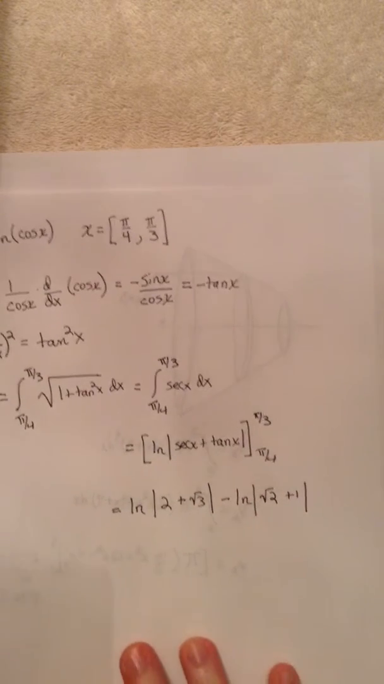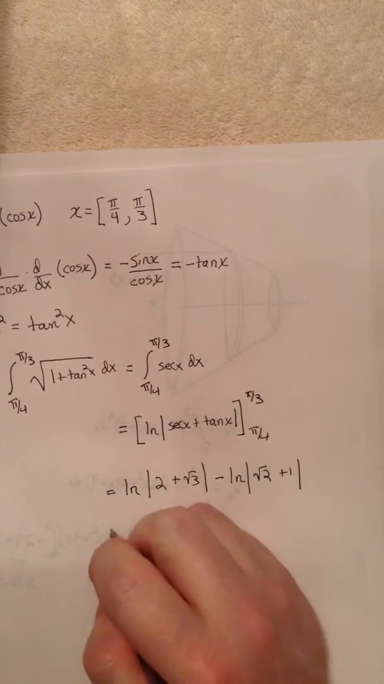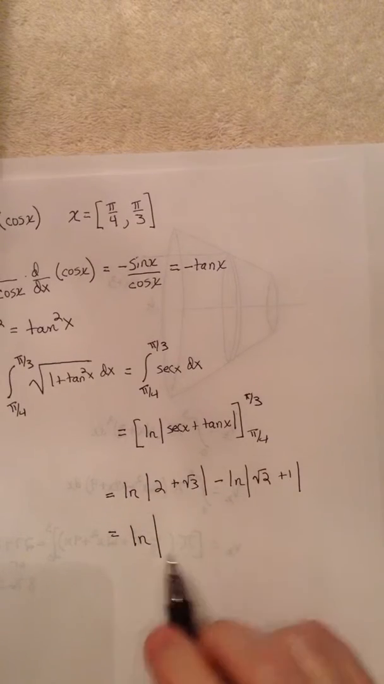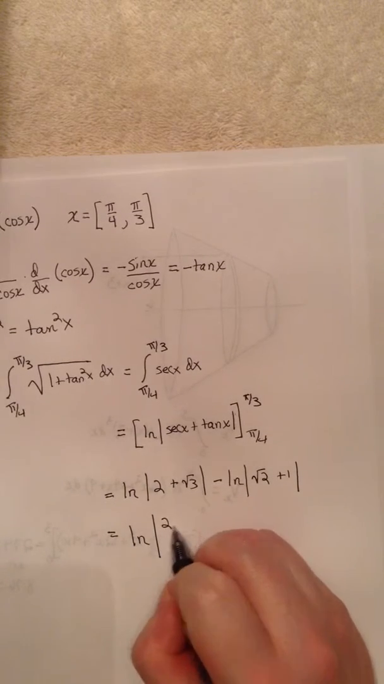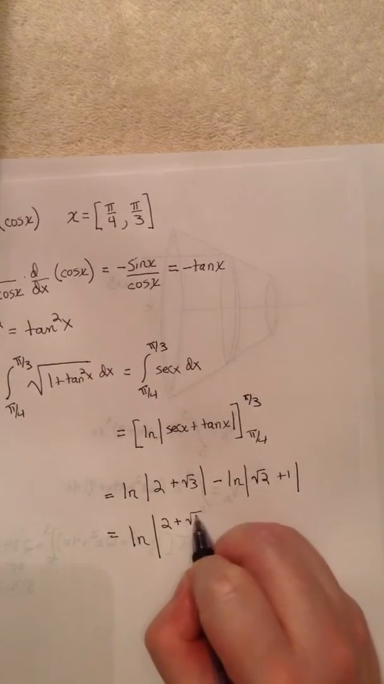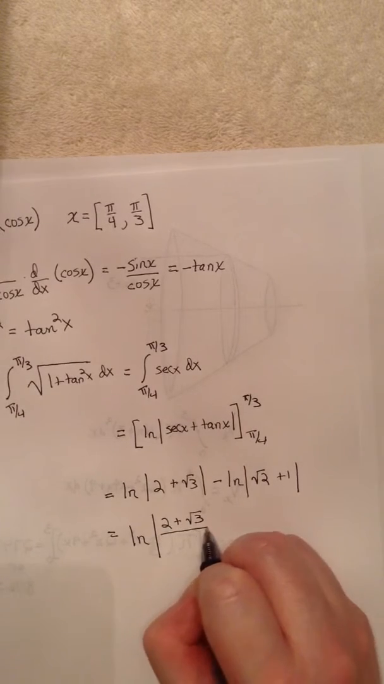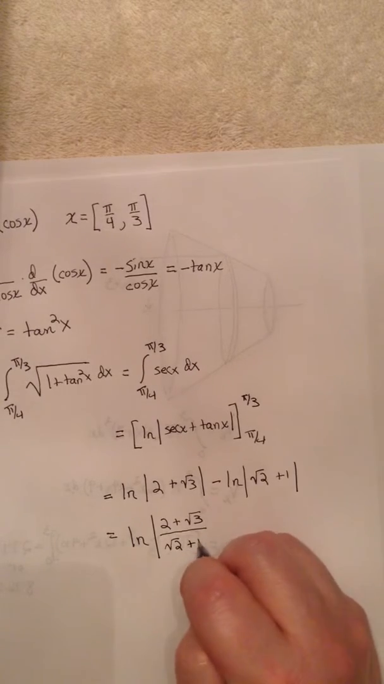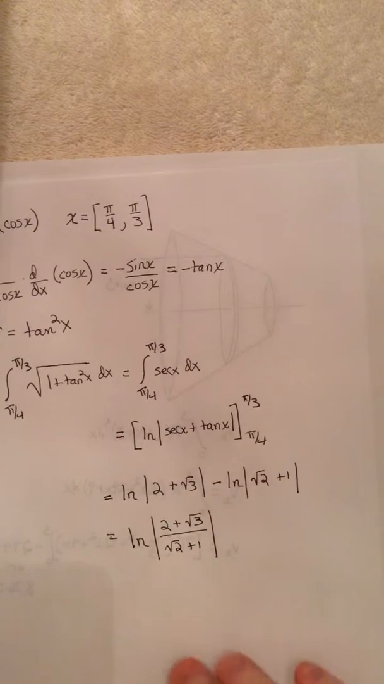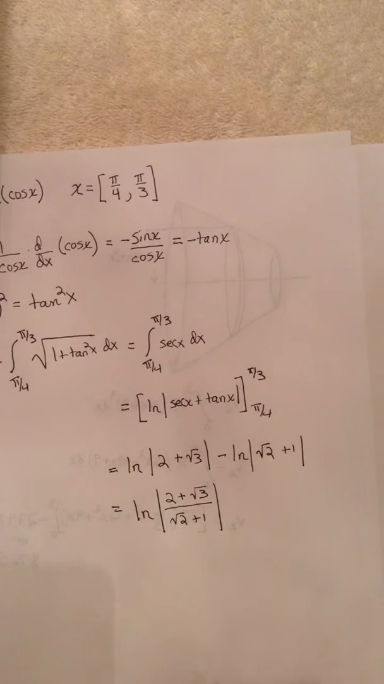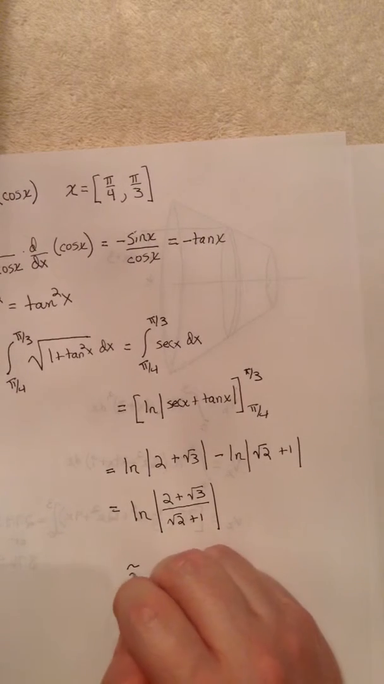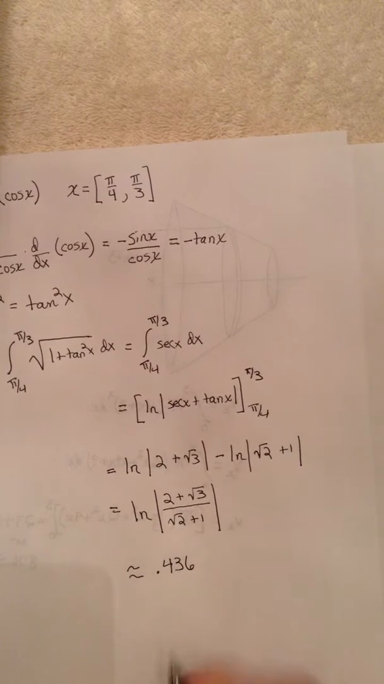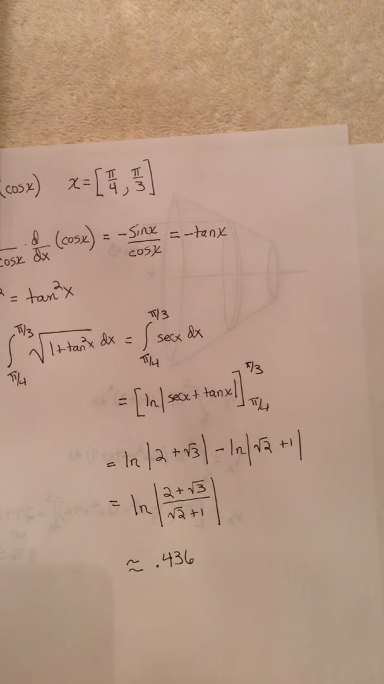So we have a difference of natural logarithmic terms, and as we combine into a single ratio, we have the natural logarithm of the absolute value of 2 plus the square root of 3 all over the square root of 2 plus 1. And if you were to provide a decimal approximation on this, we're looking at just under 44 hundredths of a unit at 0.436.